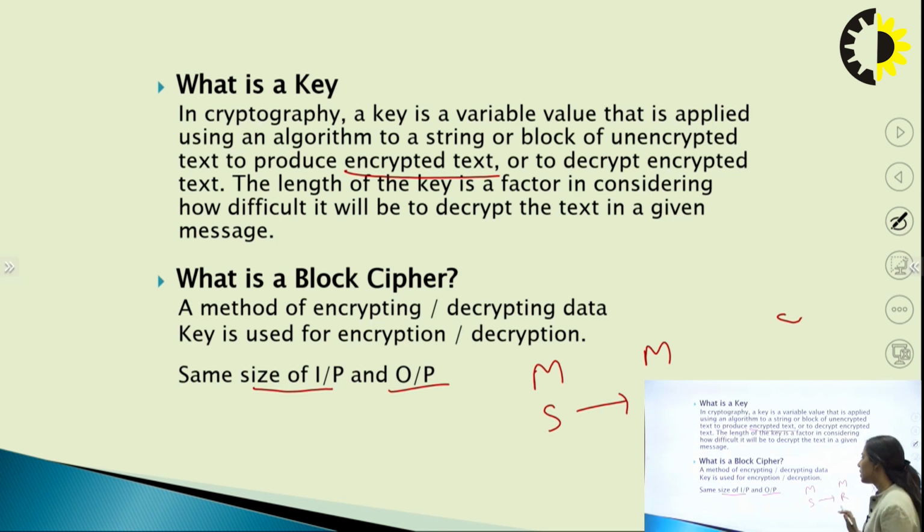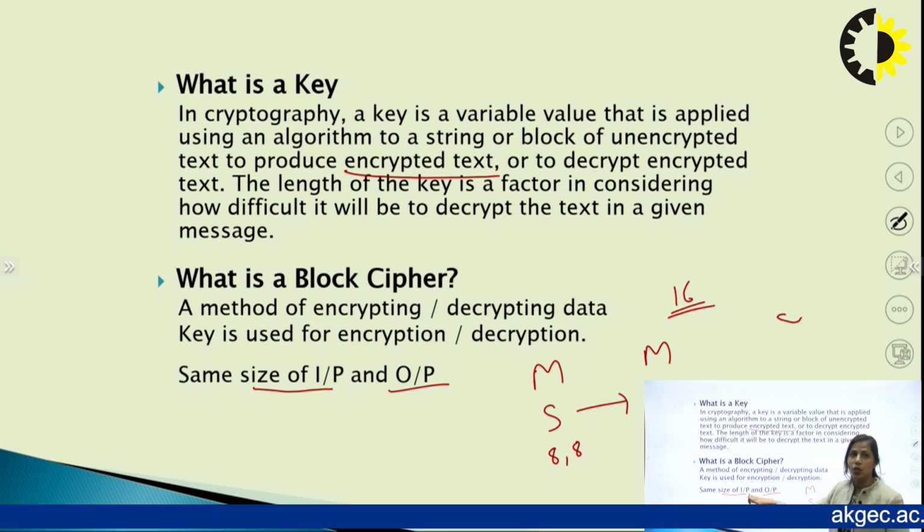For example, we are converting a 16-bit block of our data into an 8 block. The amount at the sender level and the receiver level should be the same. So the size of the data at the input and at the output should be the same.